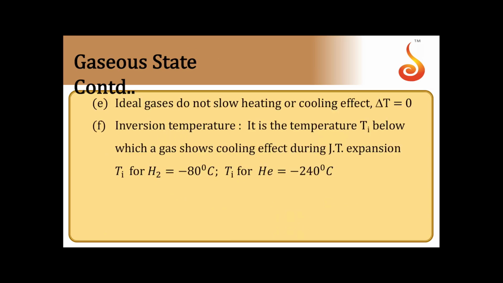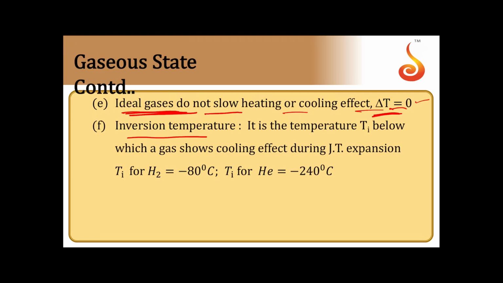Then come the ideal gases. Ideal gases do not show the heating or cooling effect. Delta T is always equal to 0. They are not showing heating or cooling effect because they do not have any force of attraction. Therefore, the molecules need not do work to overcome the attractive forces. When there are no attractive forces, no work is being done, and therefore no energy is being spent. Hence, we cannot see a decrease of temperature. So therefore, ideal gases do not show either heating or cooling effect. Hence, the delta T value will be equal to 0. This is completely regarding the Joule-Thomson effect.